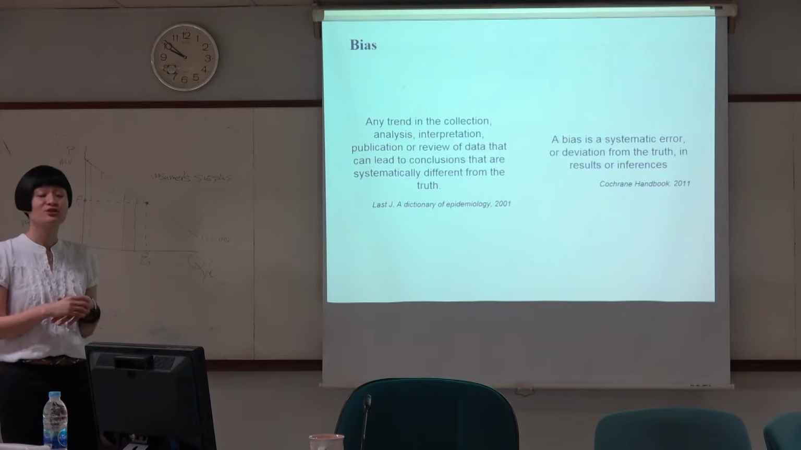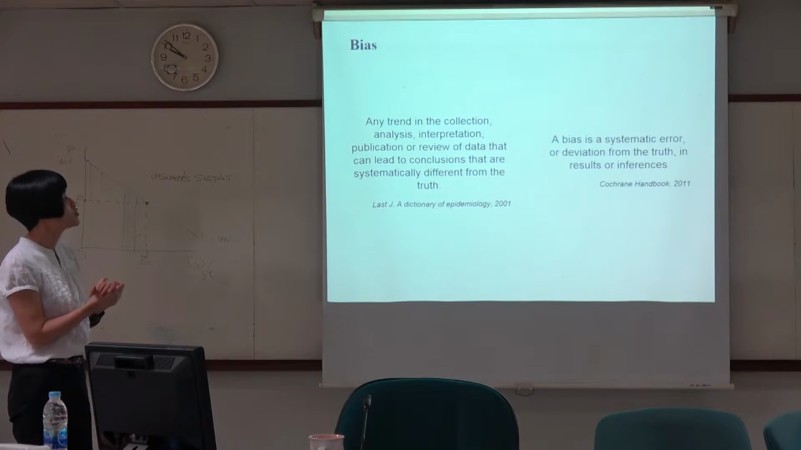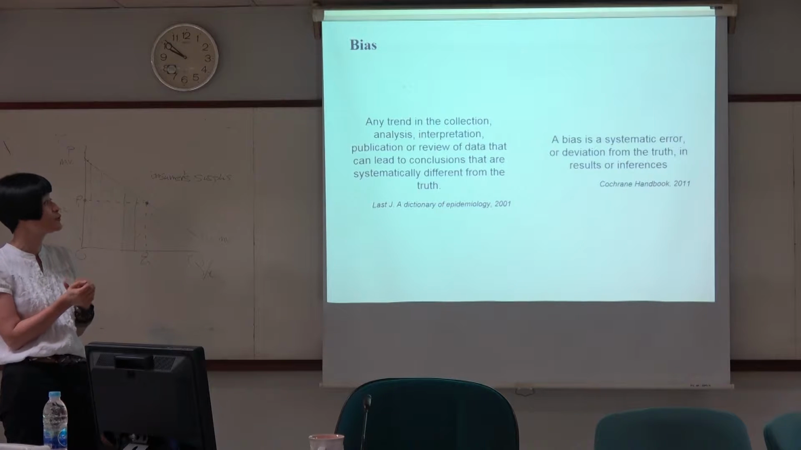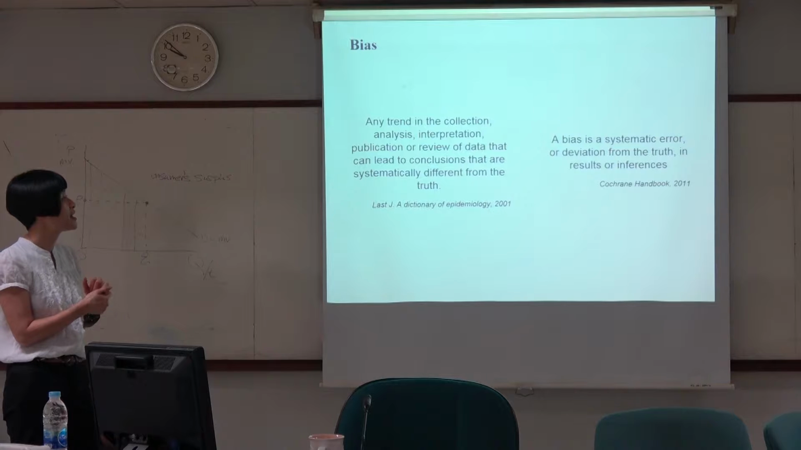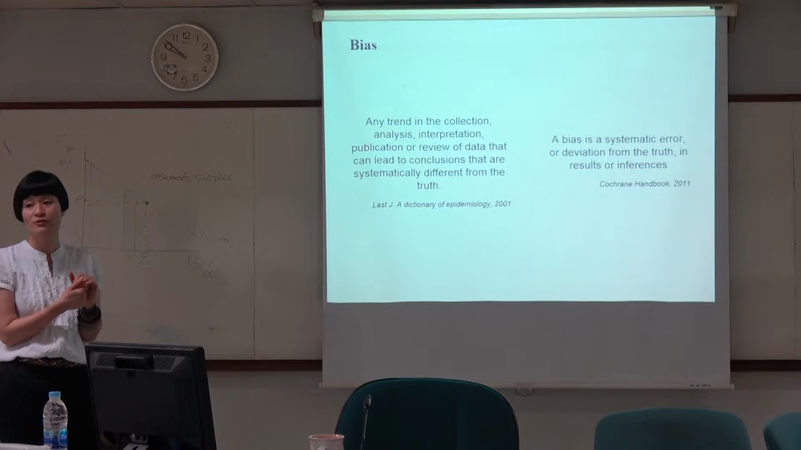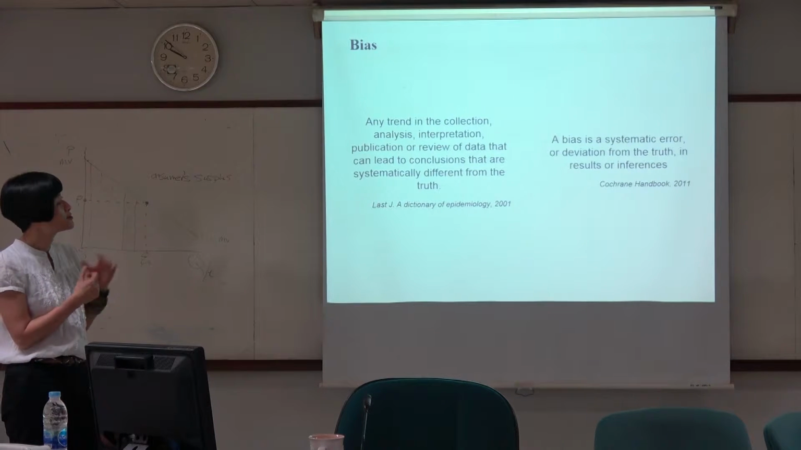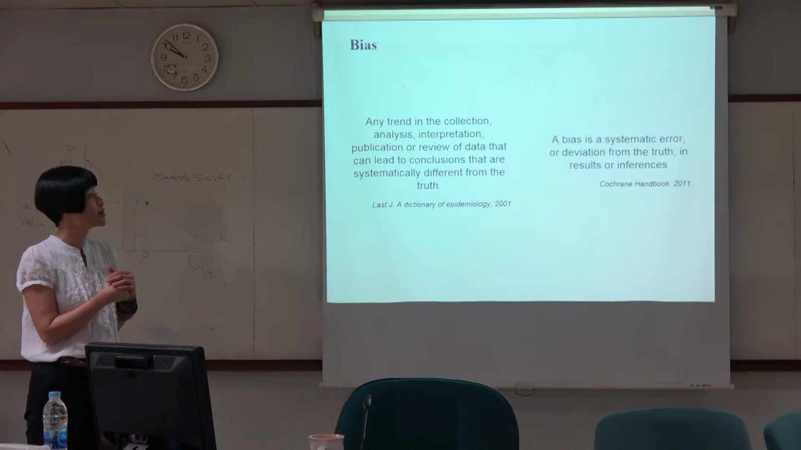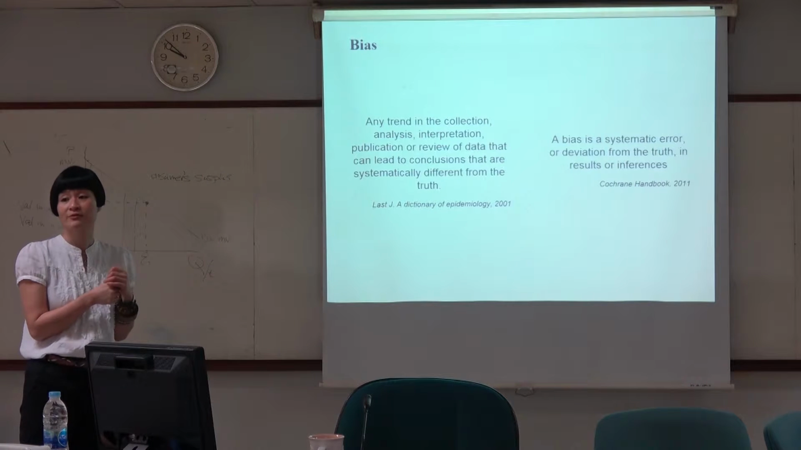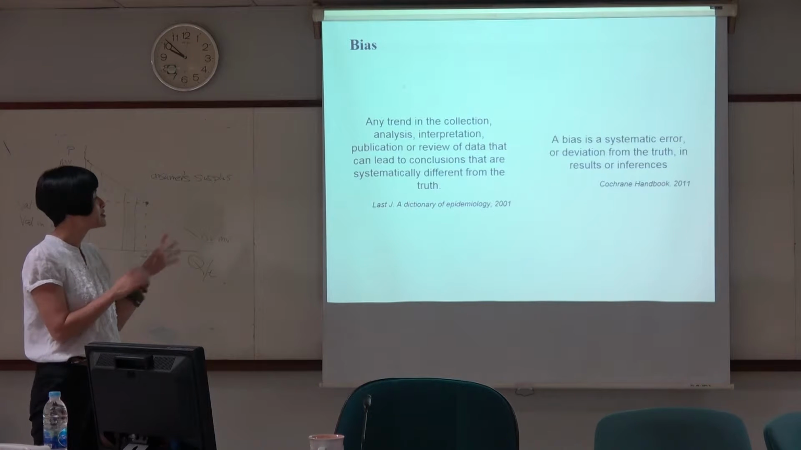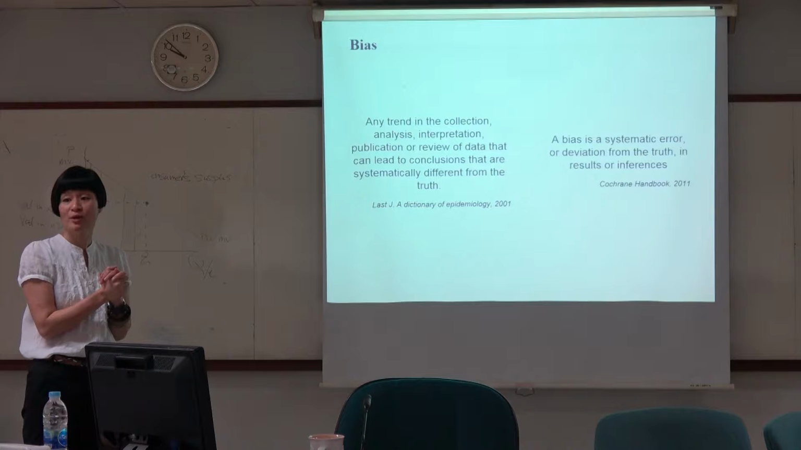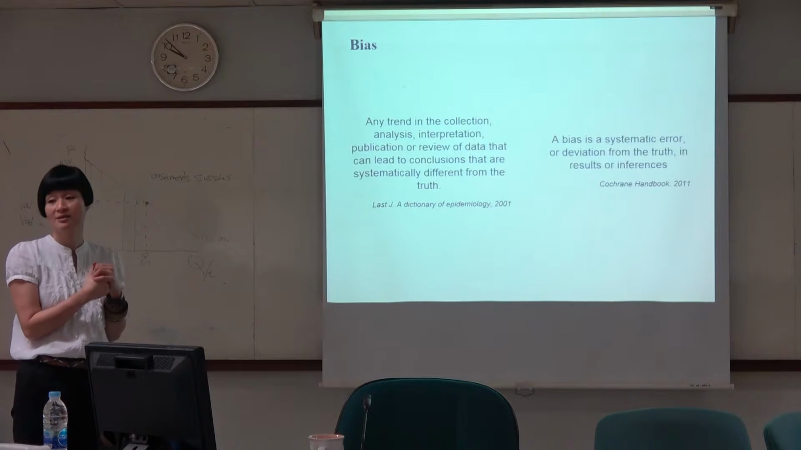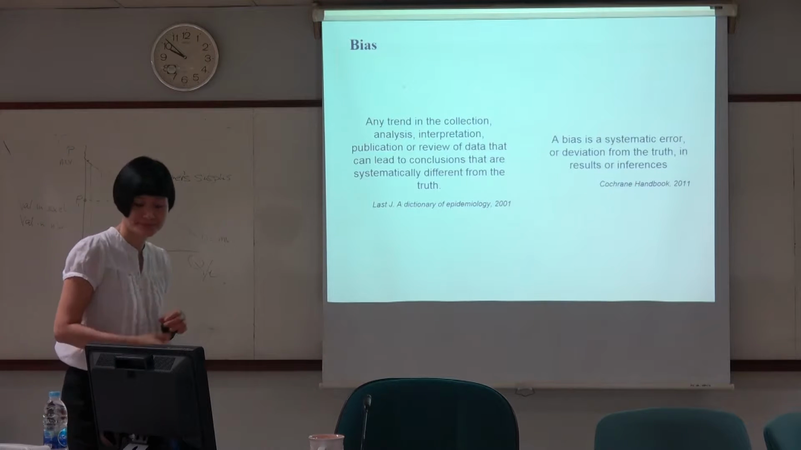So here are two definitions for bias. Any trend in the collection, analysis, interpretation, publication, or review of data that can lead to conclusions that are systematically different from the truth. And the other definition from the Cochrane Handbook: a bias is a systematic error or deviation from truth in results or inferences. So I think they're both basically talking about the same thing. So this is how bias is defined.